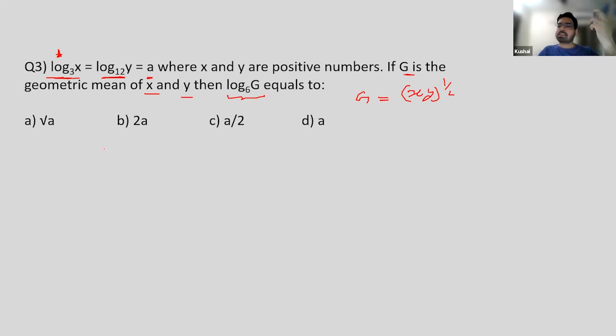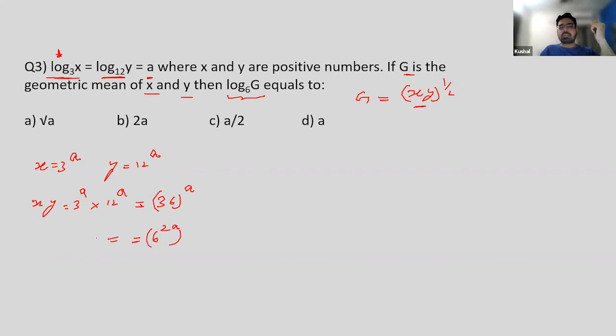Can we apply the basic definition of log once again and write the value of x as 3 to the power of a and write the value of y as 12 to the power of a? We need the value of x into y over here. So let's try and calculate the value of xy. It is 3 to the power of a multiplied by 12 to the power of a, which we can very easily write as 36 to the power of a. 36 is nothing but 6 square. So let me write this as 6 to the power of 2a. Sorry, this is the value of xy.